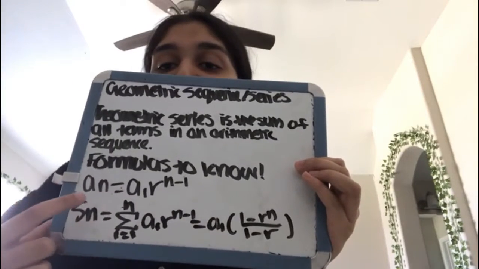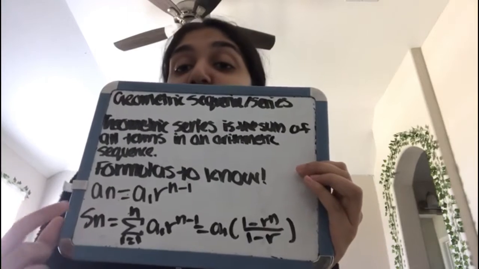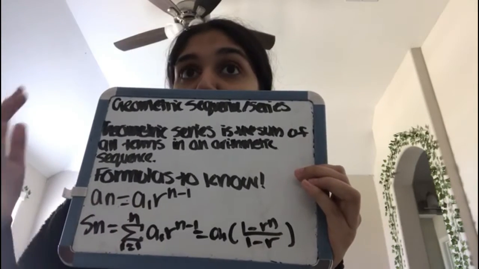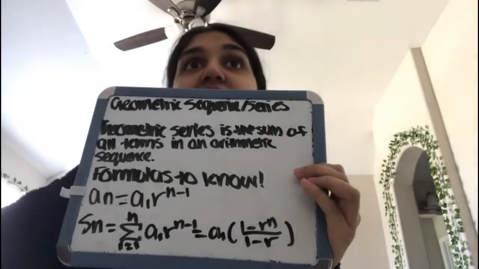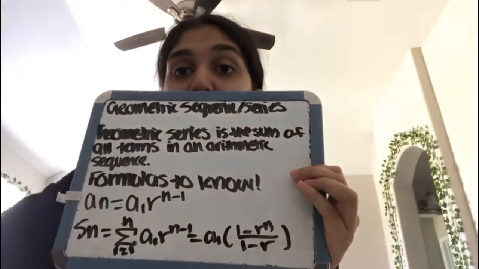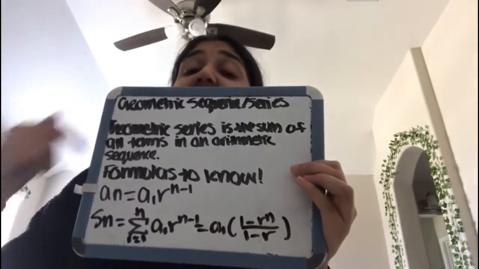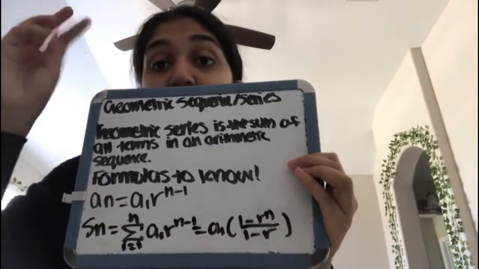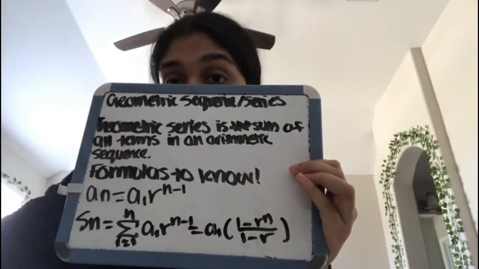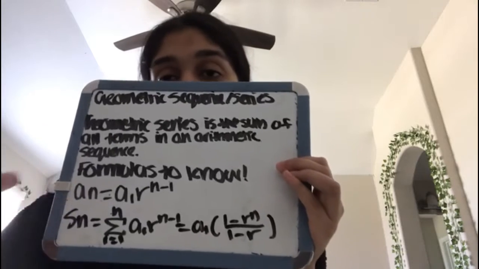So the formula is a_n = a_1 r^(n-1). Basically they give you a_1 and the common ratio, and you substitute those two things into the formula to find the equation, just like we did last time in the arithmetic sequence, where we used a_1 and d to find the formula.